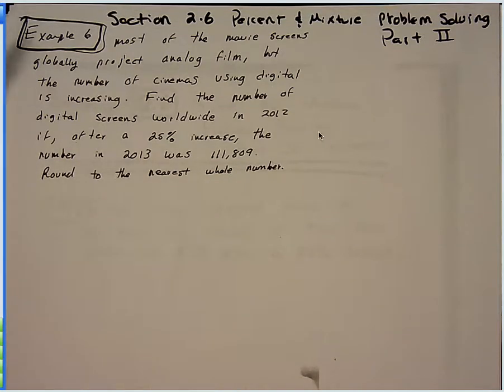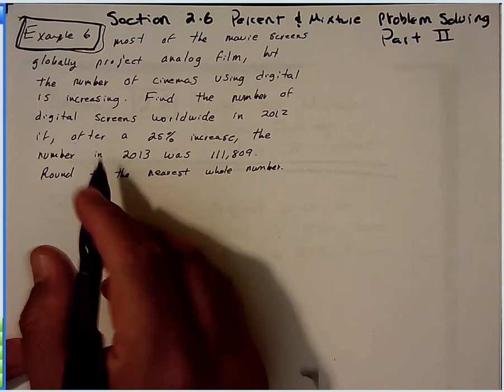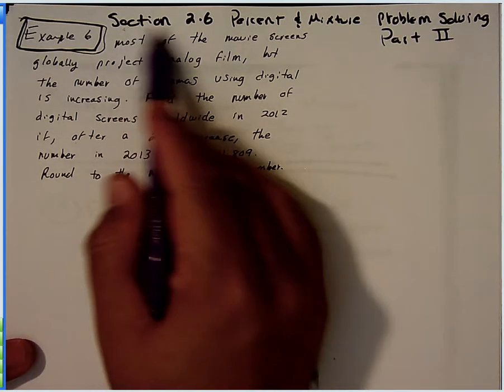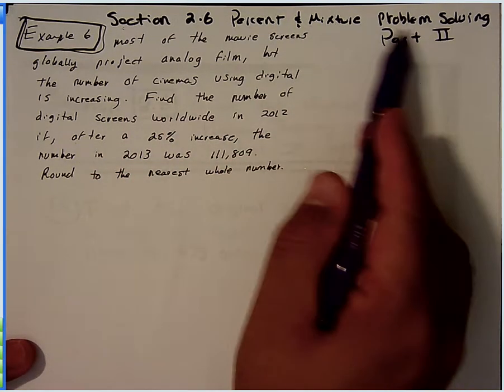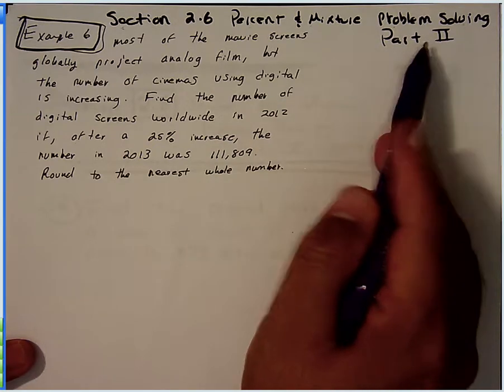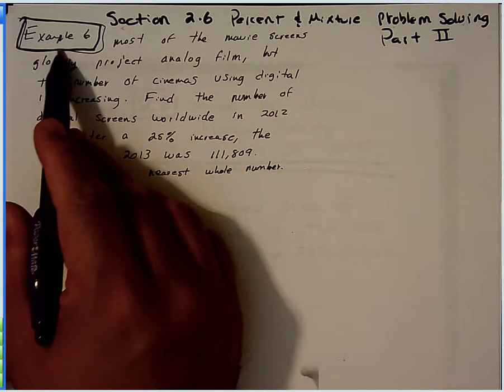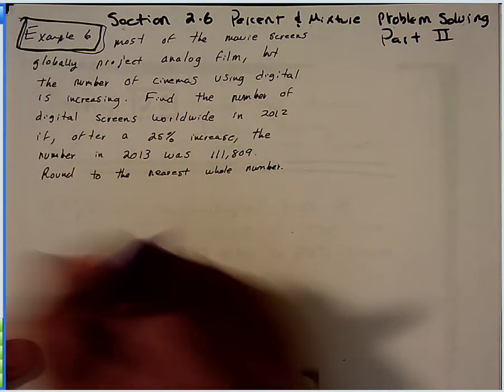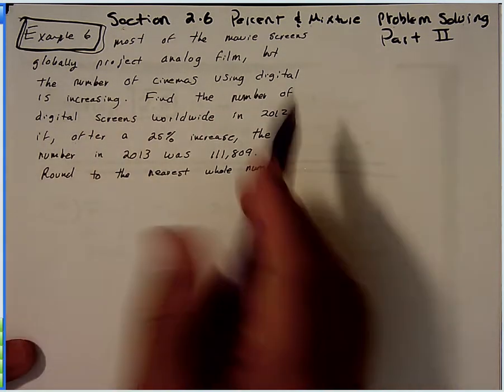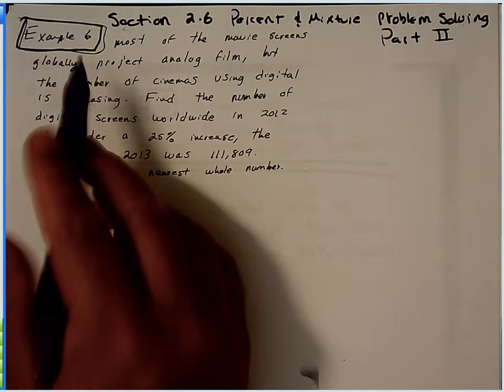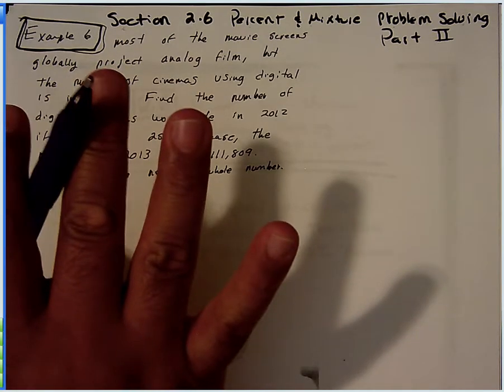The notes, and we left off at example 6. So it's the same section, 2.6 percent and mixture problem solving. This is part 2. So let's read over this example, and this is a different one. Remember, example 4, you had to follow 2 steps. I showed you that last time.